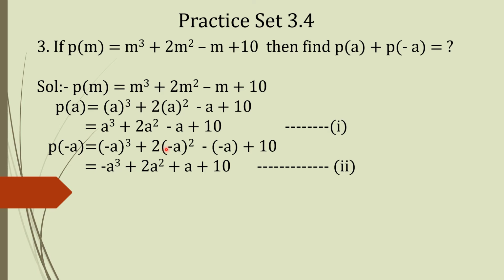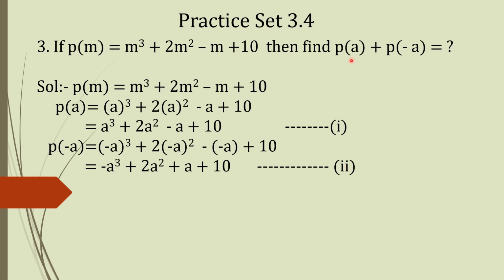Now plus as it is. So 2 in bracket minus a square is given. I said it will become positive, so it will become a square. So 2a square. Now minus into minus will become plus a, and plus 10. So this will give equation number 2.